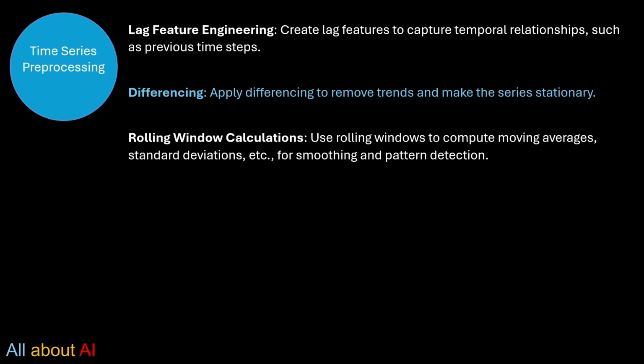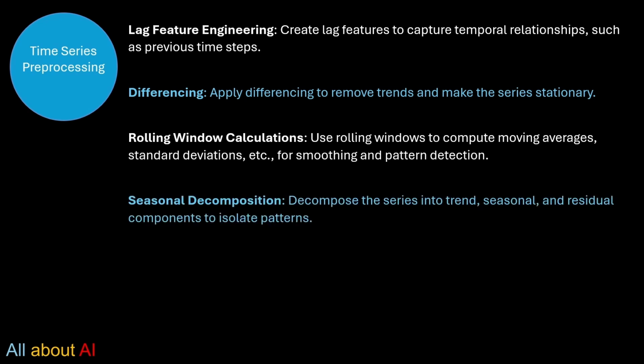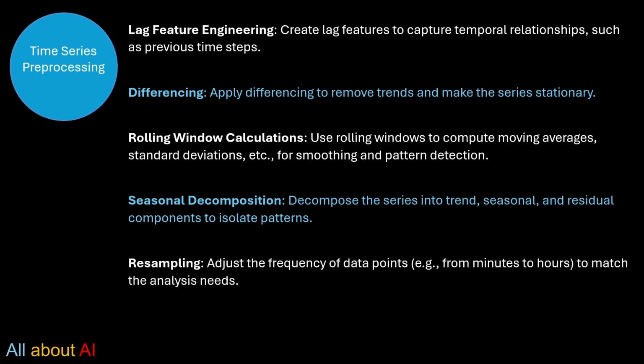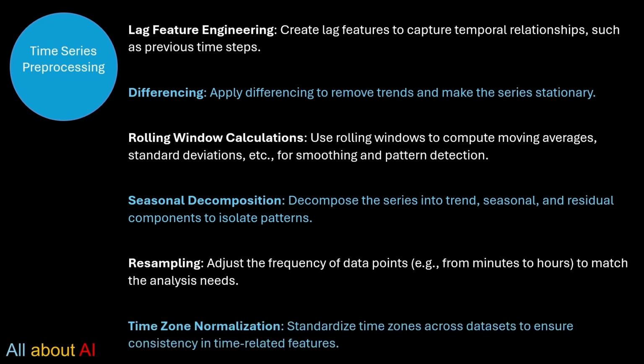Rolling window calculations: use rolling windows to compute moving averages, standard deviation, etc., for smoothing and pattern detection. Seasonal decomposition: decompose the series into trend, seasonal, and residual components to isolate patterns. Resampling: adjust the frequency of data points, like from minutes to hours or seconds to minutes, to match the analysis needs. Also, there are various time zones being used, so it's important to normalize those time zone specific data into a standard time zone to ensure consistency.